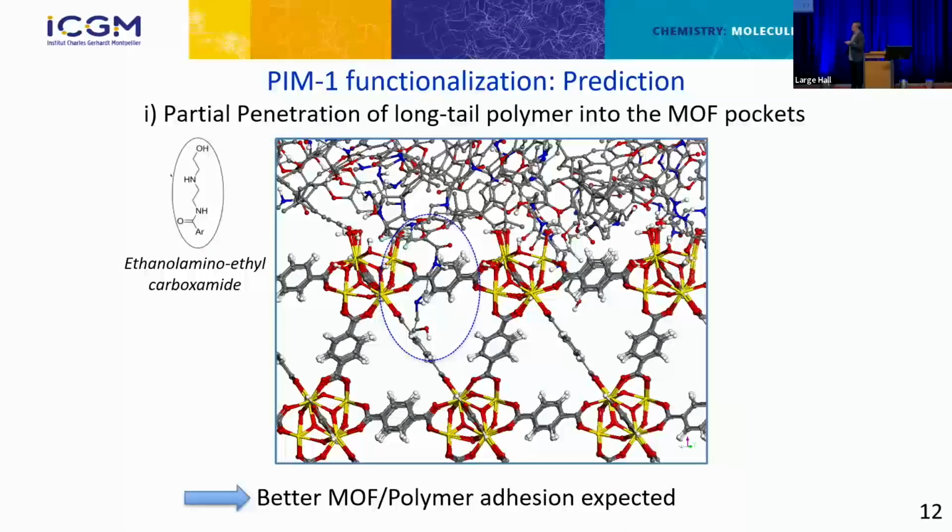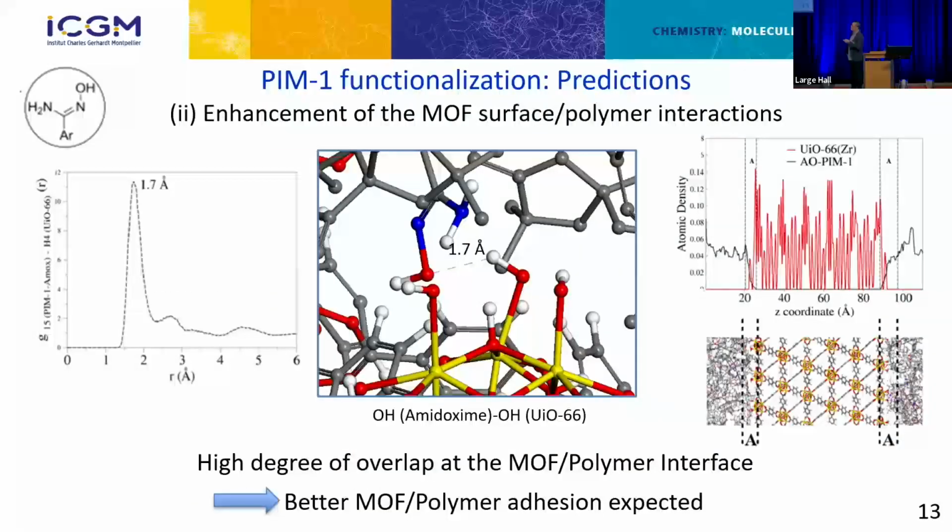Then in the case, for instance, of a functionalization with a long tail chain, you see that you can improve the compatibility between the PIM1 and the UiO-66 by a partial penetration of the pocket in the UiO-66. Then you are expecting a better adhesion between the MOF and the polymer. When you look, for instance, at the other functions, with the amidoxime function represented here, you see that you can have another criterion to improve the compatibility by creating strong hydrogen bonds at the surface.